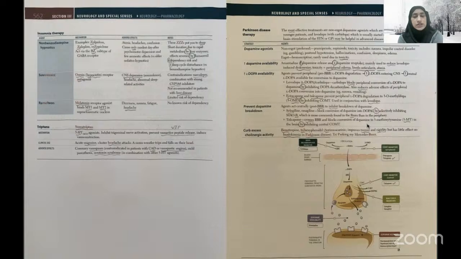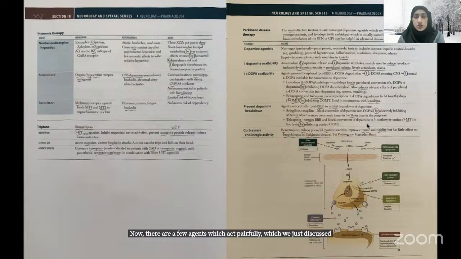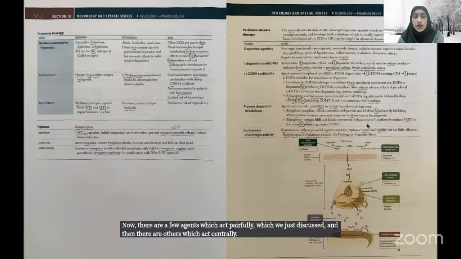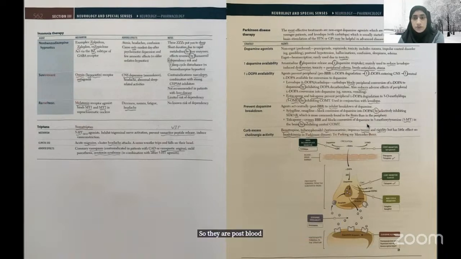The next strategy is preventing dopamine breakdown. There are a few agents which act peripherally, which we just discussed, and then there are others which act centrally. So they cross the blood-brain barrier to inhibit breakdown of dopamine. We've got a drug called selegiline. This blocks conversion of dopamine into DOPAC by selectively inhibiting monoamine oxidase B. Please remember this: it's not monoamine oxidase A, it's monoamine oxidase B, which is more commonly found in the brain than in the periphery.